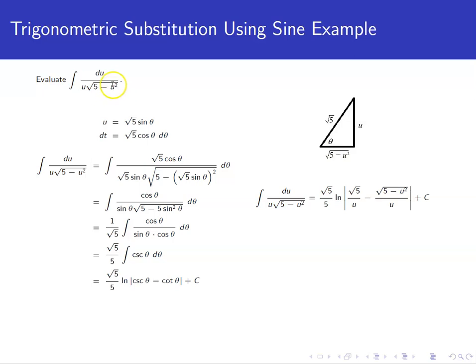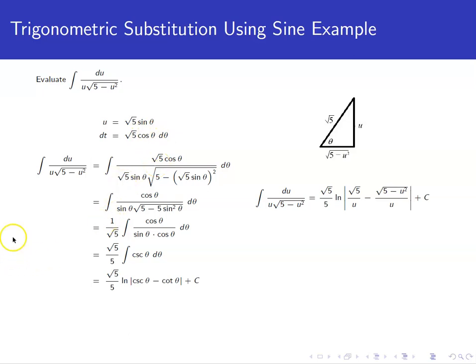So we need something so that we can factor off a 5 at the end. So in order to make a 5 after we square, we need to put a square root of 5 in front of that sine function. So we'll let u equal square root of 5 sine theta. So then this should be a du rather than a dt. That's just a typo. Square root of 5 cosine theta d theta.